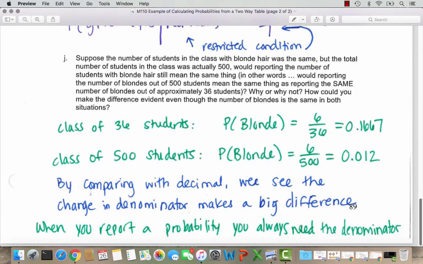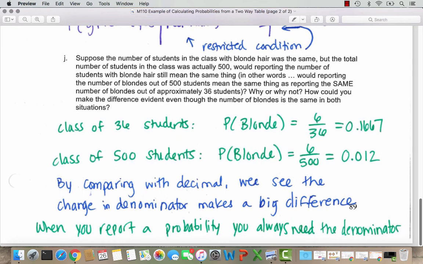Question J asks us to think about the total number of students in class. So suppose the number of students with blonde hair was the same, but the total number of students in the class was actually 500. Would reporting the number of students with blonde hair still mean the same thing? In other words, would reporting the number of blondes out of 500 students mean the same thing as reporting the same number of blondes out of approximately 36 students? Why or why not? How could you make the difference evident even though the number of blondes is the same in both situations?